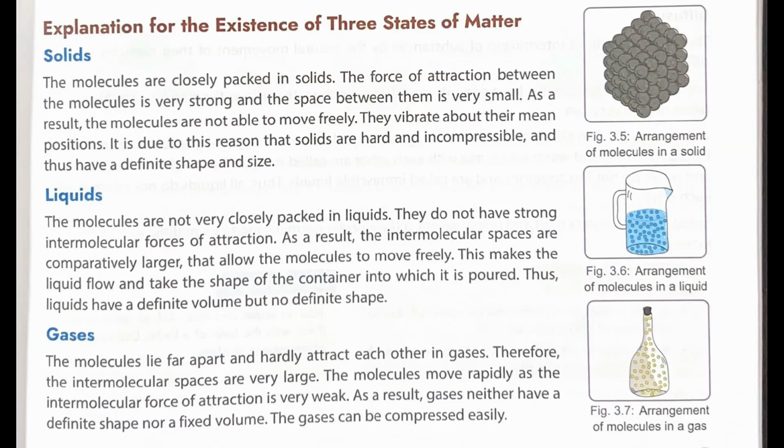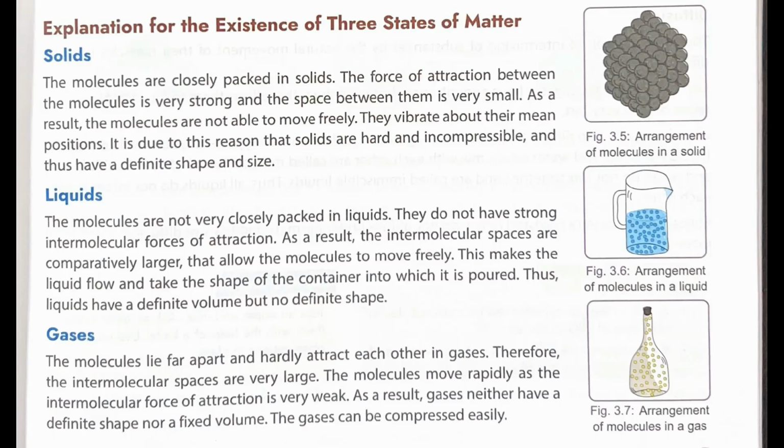As a result, the intermolecular spaces are comparatively larger, which allows the molecules to move freely. This makes the liquid flow and take the shape of the container into which it is poured. Thus, liquids have a definite volume but no definite shape.